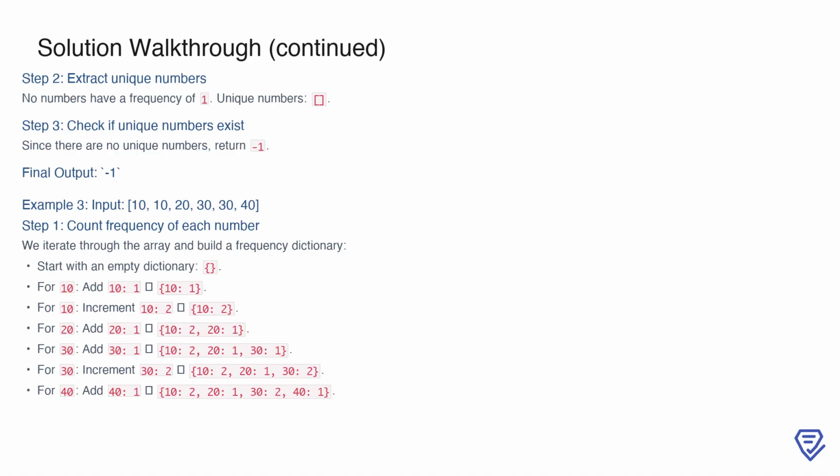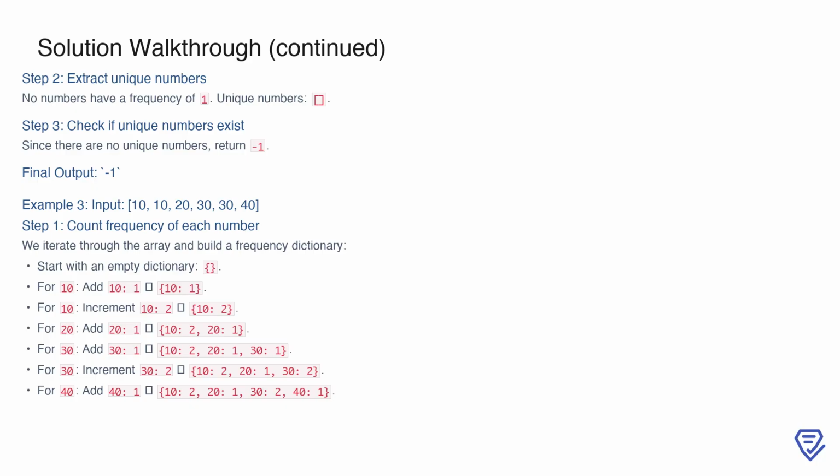From the frequency dictionary, we identify the unique numbers by selecting those with a frequency of 1. However, in this case, all numbers have a frequency of 2, so there are no unique numbers. This means the list of unique numbers is empty. Since there are no unique numbers, we cannot find a largest unique number. As a result, the output for this input is -1.